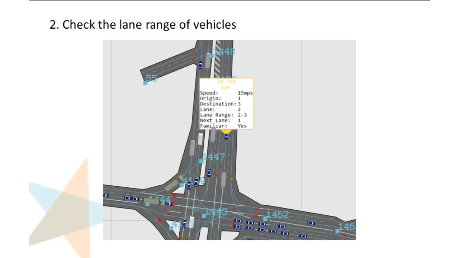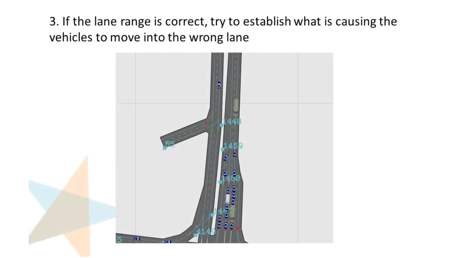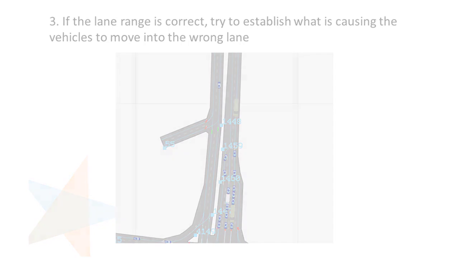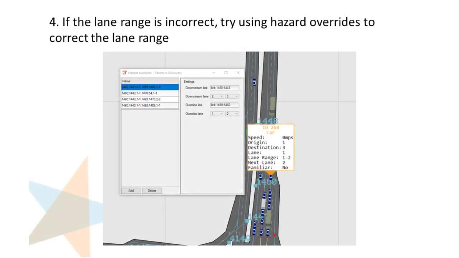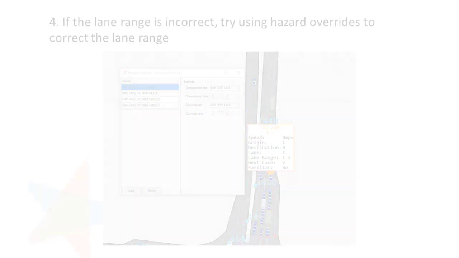Check the lane range of your vehicles to see if this is correct. And if it is correct, try and work out what is causing them to be in the wrong lane. In this instance, we used a wide end and next lanes to allow vehicles to stay in the correct lane. If the lane range is incorrect, have a look at using hazard overrides to correct the lane range.